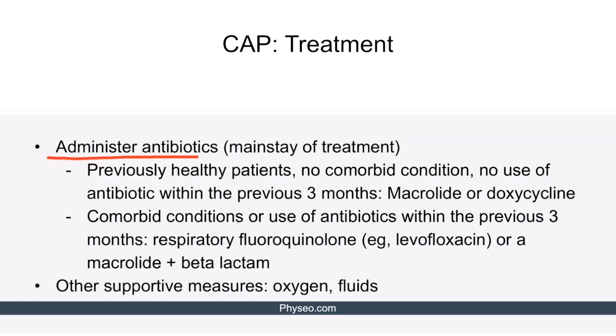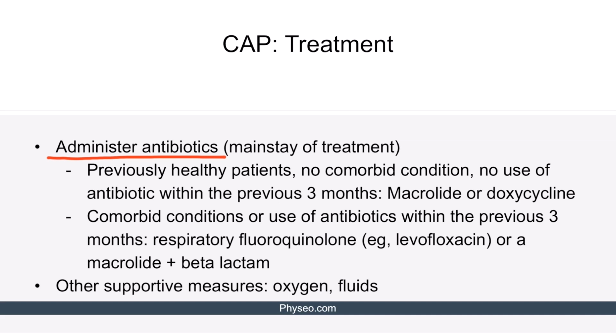Next step is to administer antibiotics. Antibiotics are the mainstay of treatment of pneumonia. In previously healthy patients with no comorbid conditions and no use of antibiotics within the previous 3 months, the antibiotic of choice is a macrolide or doxycycline. These cover both the common typical and atypical pathogens.